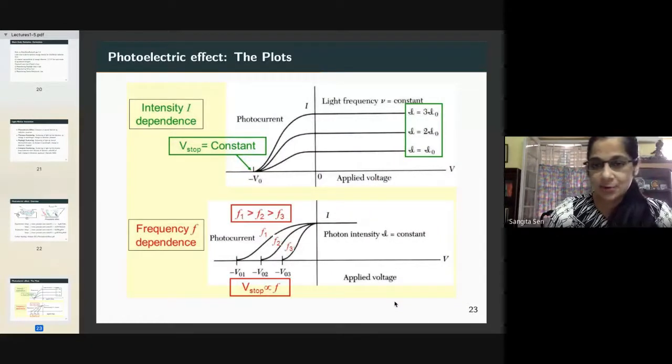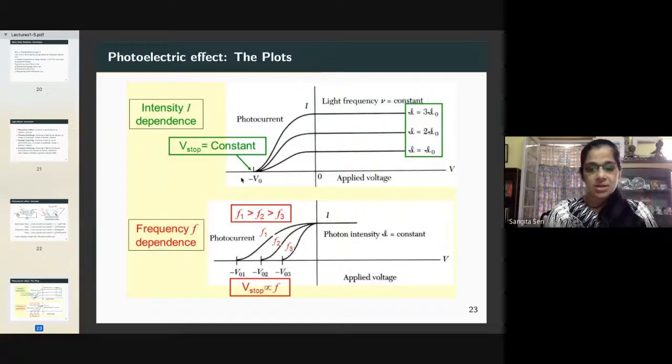Now we come to the plots that were obtained. Like I said, there were two sets of experiments. One was when the intensity was changed, keeping the frequency constant. Here it was found that the negative potential required to prevent any current, this is called the stopping potential, was the same in all cases. So what does this correspond to? The more negative the detector, the higher the kinetic energy required for the electrons to reach it. So when you keep making the detector more and more negative, first the slow electrons stop reaching, then the faster, and finally the stopping potential is reached when even the fastest or the most energetic electrons cannot reach. Okay. So this was called the stopping potential.